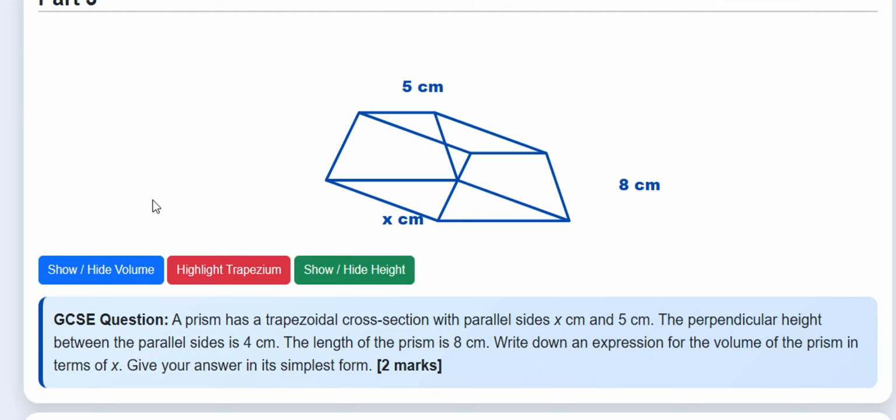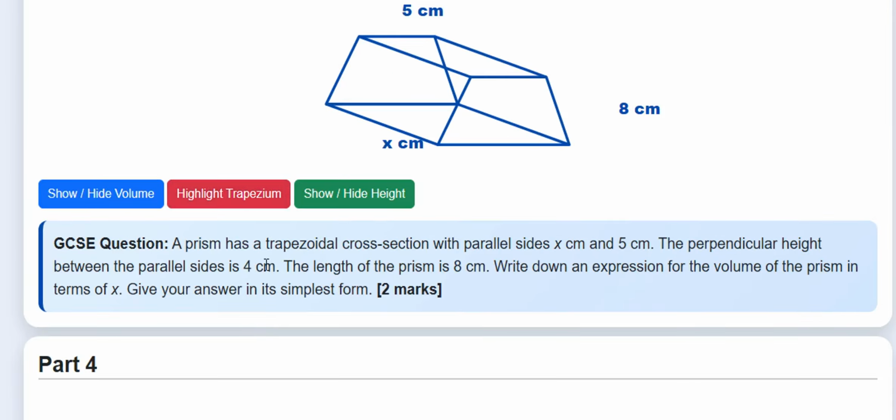How about if some algebra is included in the calculation of the volume of prisms? So in this case, for example, in this question 3, you are told a prism has a trapezoidal cross-section with the parallel sides being x centimeters and 5 centimeters. Then the perpendicular height between the parallel sides is 4 centimeters. The length of the prism is 8 centimeters. Write down an expression for the volume of the prism in terms of x. Give your answer in the simplest form.